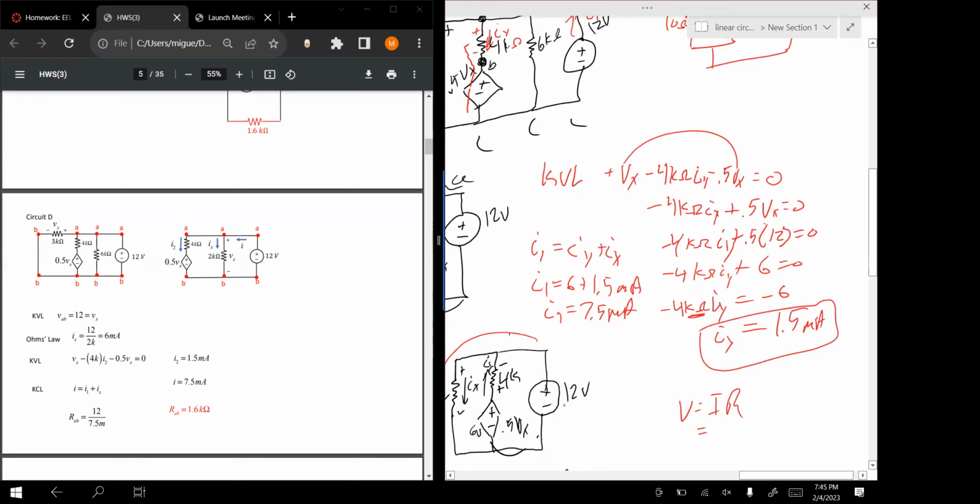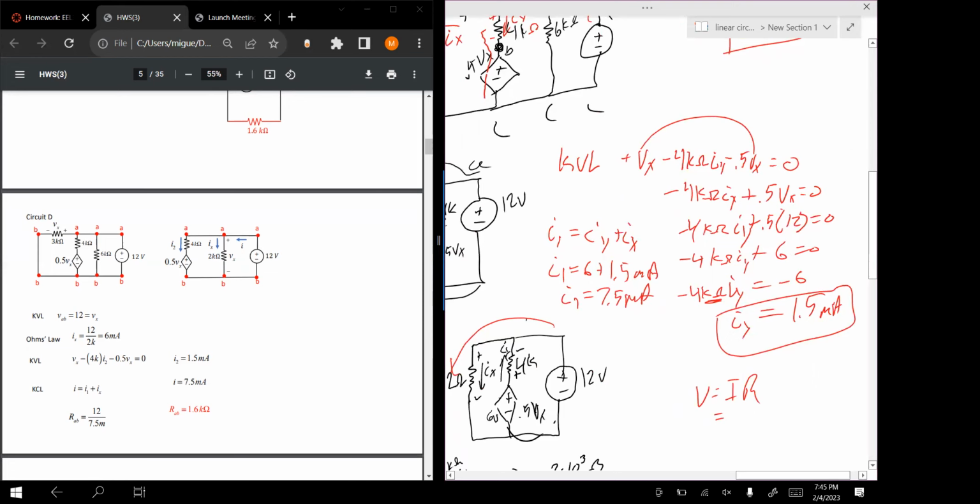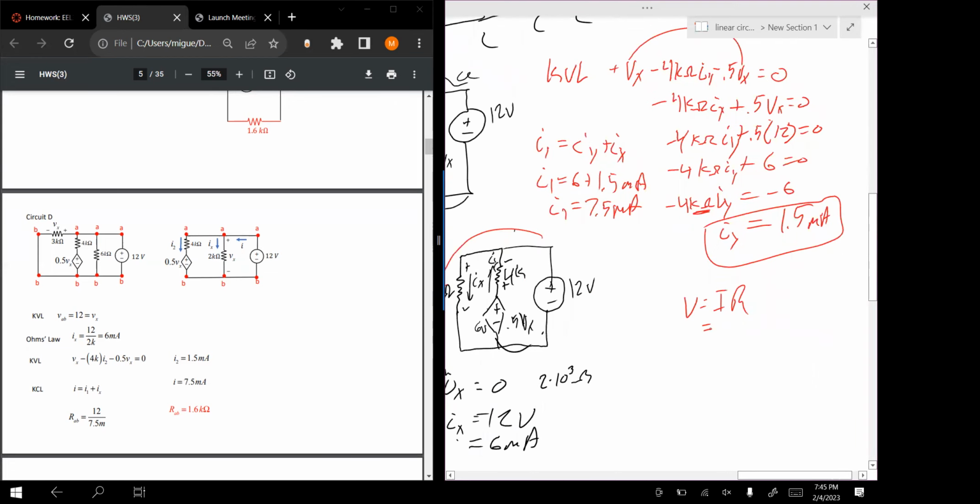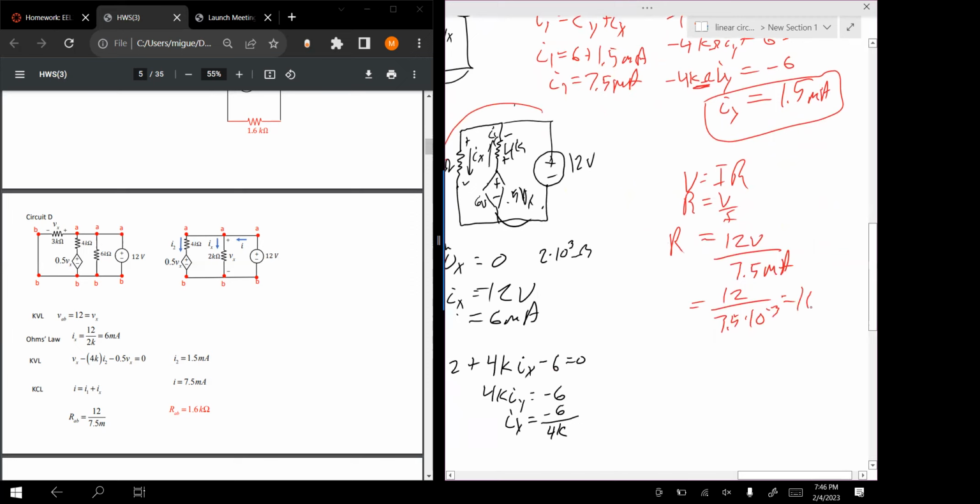So we can say, hey, this is our total current flowing through the whole thing. We have the voltage across the resistors. So we can say resistance is equal to voltage over current. So we have our most important measurements: 12 volts over 7.5 milliamps. And when I plug in 12 over 7.5 times 10 to the negative 3, we get 1600 ohms or 1.6 kilo ohms.